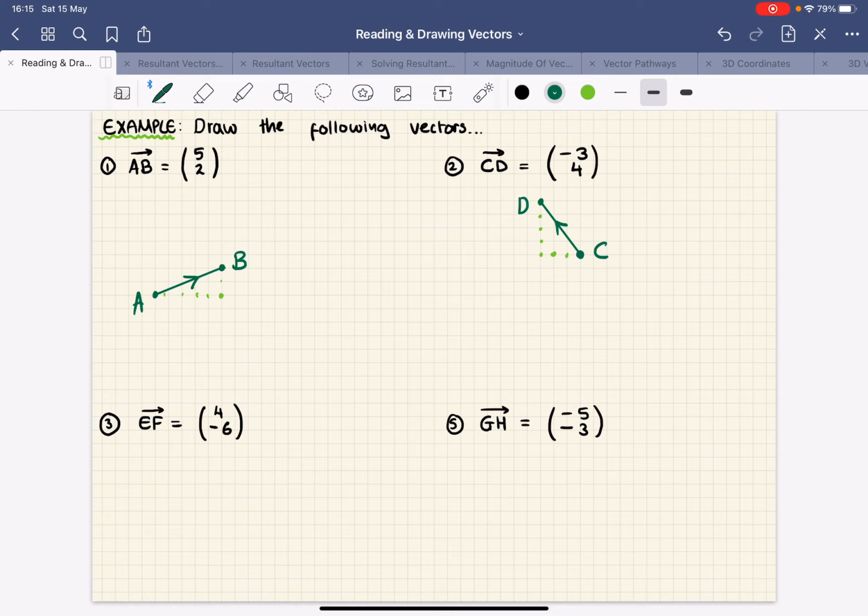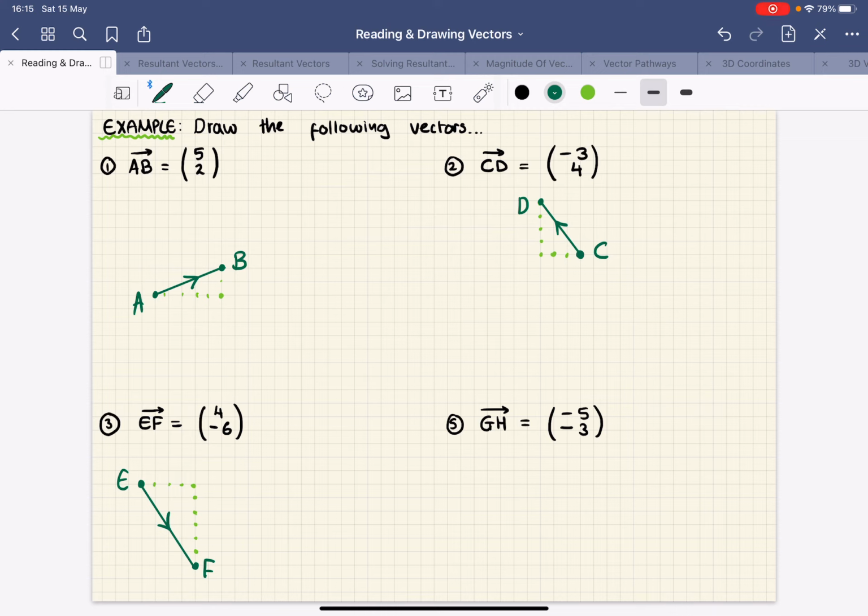Then question number 3. So drawing my starting point. This is my E. I go to the right because it's a +4. So 1, 2, 3, 4. Then it's -6, so I go down by 6. 1, 2, 3, 4, 5, 6. So that's going to be my F. And then drawing a line and then showing the direction I moved.